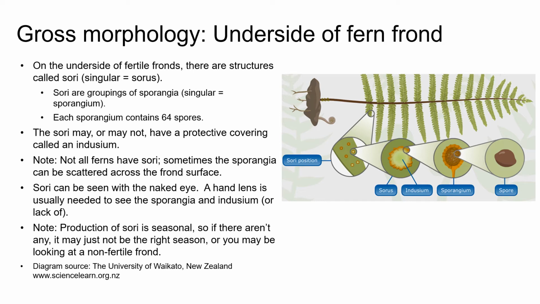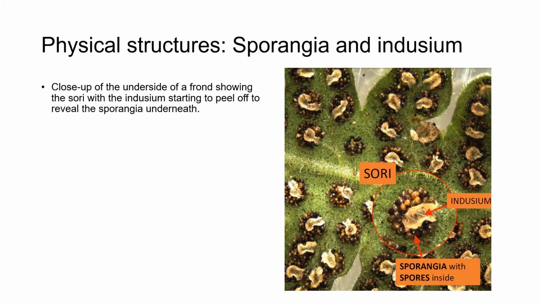It's important to know that the production of sporangia and sori is seasonal. So if you don't see any, it may just not be the right season, or it's possible that you may be looking at a non-fertile frond, and I'll talk about that in a moment. Here's a close-up of the underside of a frond, showing the sori with the indusium starting to peel off to reveal the round sporangia underneath.